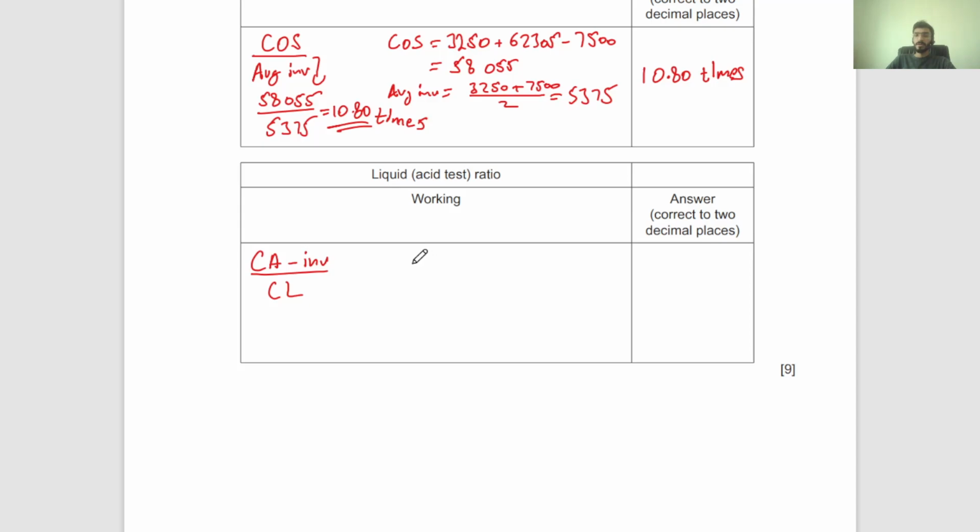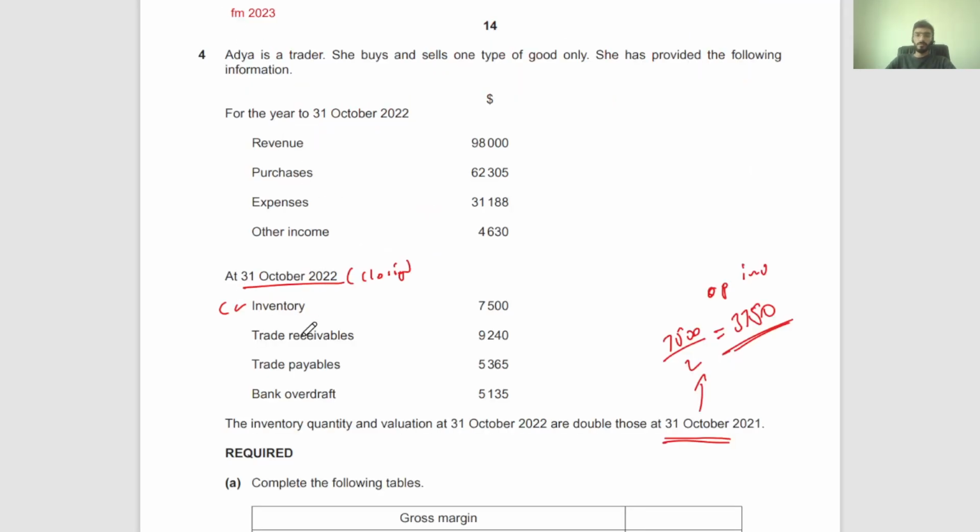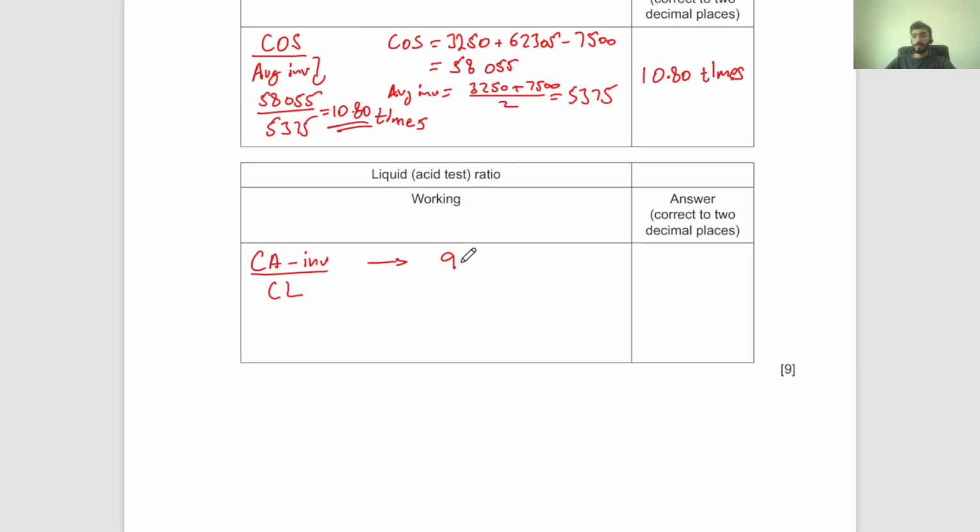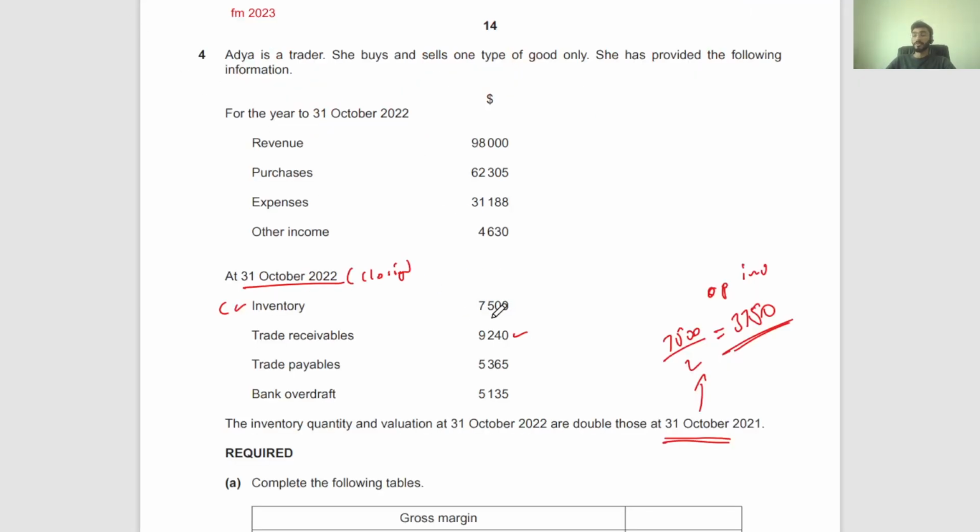So current assets without inventory is, we can say, your trade receivables, and that's it. Really, that's it. Yeah, 9240. Again, we ignore the 7500. We don't take that. Okay.